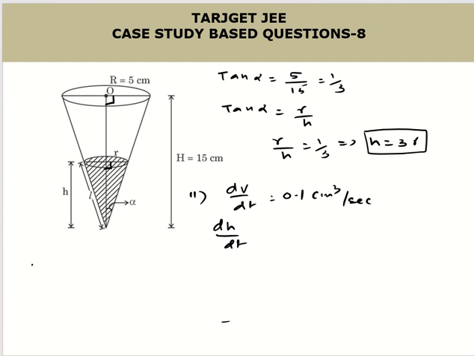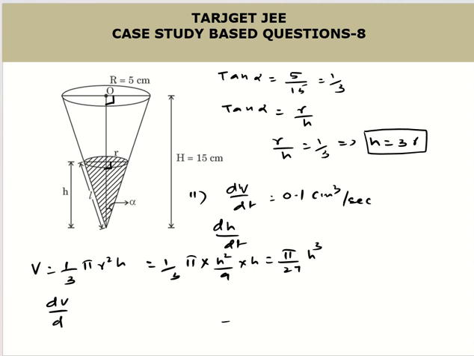So we'll take the formula for the volume. Volume of the cone is equal to 1 by 3 pi r square h. We are interested in dh by dt. We know dV by dt. So I will replace r as h by 3. So you get 1 by 3 pi, h by 3 the whole square, into h. This gives us pi by 27 times h cube. Now let's differentiate on both the sides. dV by dt is equal to pi by 27 into 3h square into dh by dt.